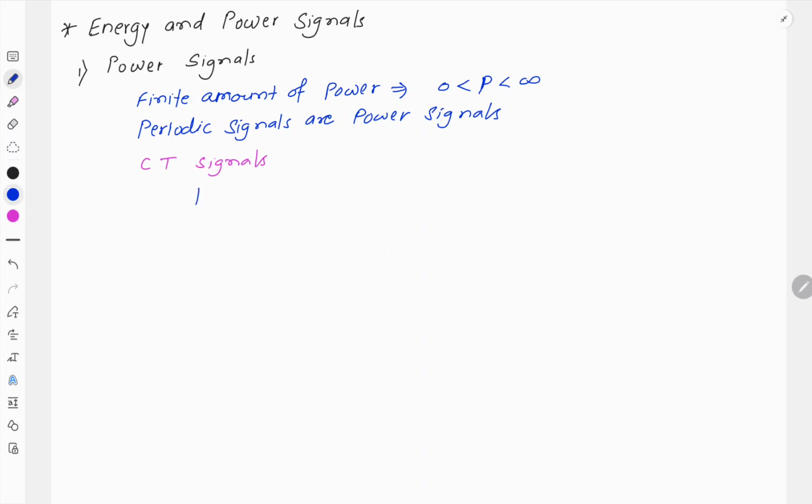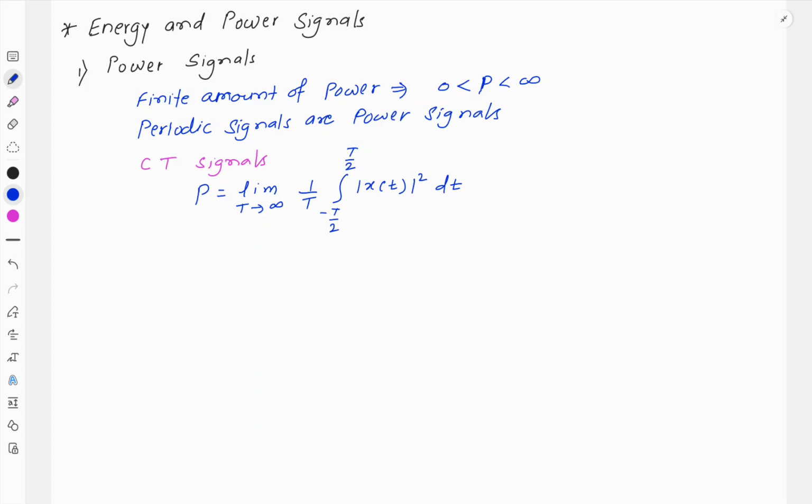Power P is given as limit T tends to infinity, 1 upon T, integration from minus T by 2 to plus T by 2, mod of x of t square dt. Here this mod is generally used when we have a complex signal. For a real valued signal, this mod is not necessary. So in general terms, we specify mod here so that we can accommodate complex signals also.